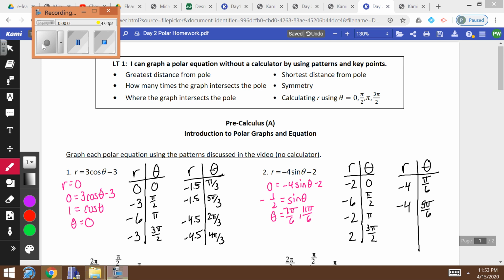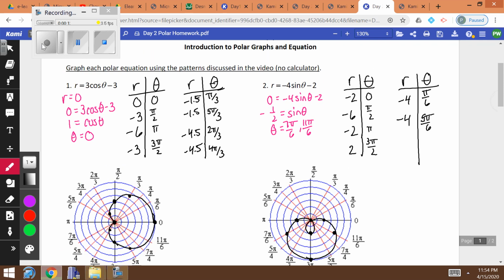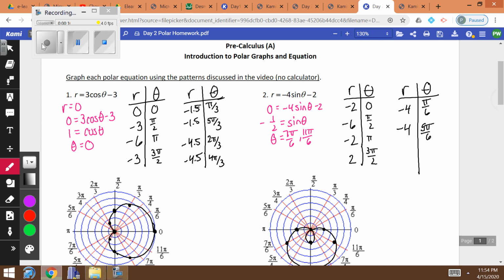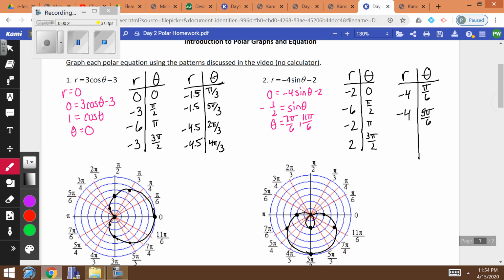All right, guys, I'm going to do a quick walkthrough of my day 2 polar homework, just to talk through all of the different things that I did to get the graphs that I have on the answer key up there. So if you need them, you can look at any of them. If you need to fast forward or anything, you can do that as well. So let's take a look.